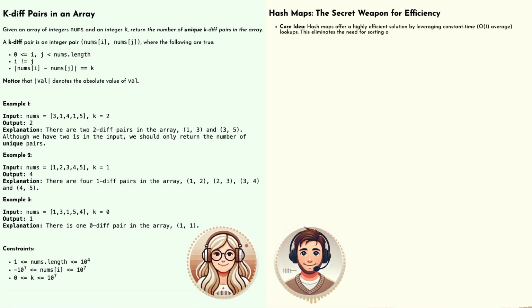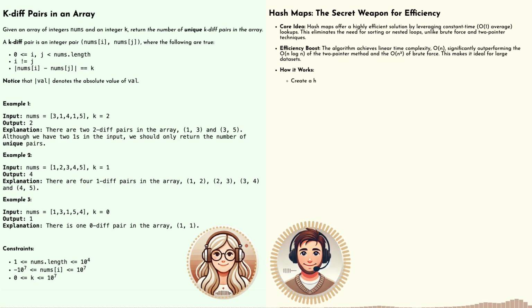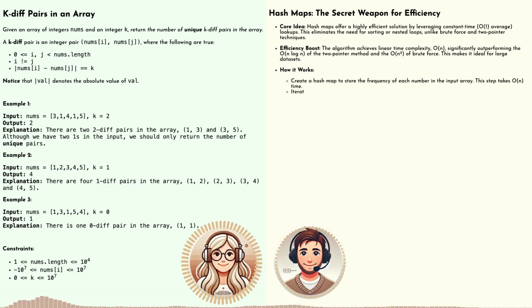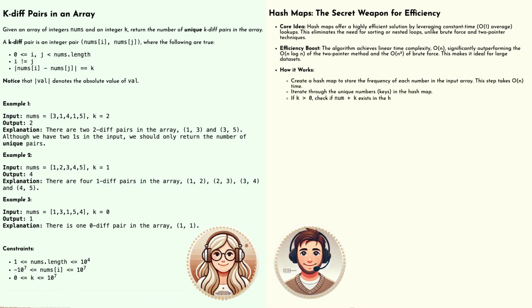Welcome back to AI Codecast. We've talked about brute force and the two-pointer technique for finding those K-Diff pairs. And now it's time for the secret weapon: hash maps. Yeah, they can really be a lifesaver when it comes to speed and efficiency in programming. Okay, and I'm intrigued. How do hash maps help us solve this problem?